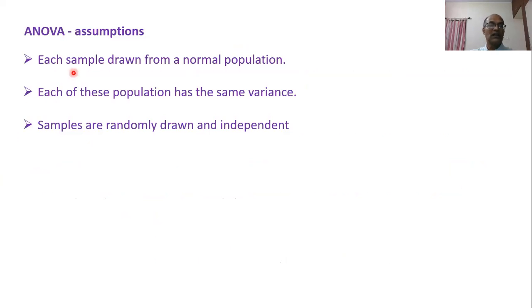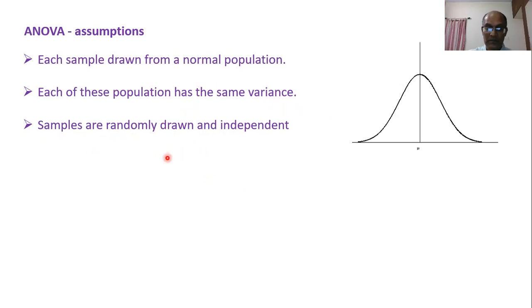Now Anova has certain assumptions. The first one is that each sample is drawn from a normal population, so it follows a normal distribution. The second assumption is that the populations have the same variance, so each group has its own equal variances. The third assumption is that the samples are randomly drawn and independent.